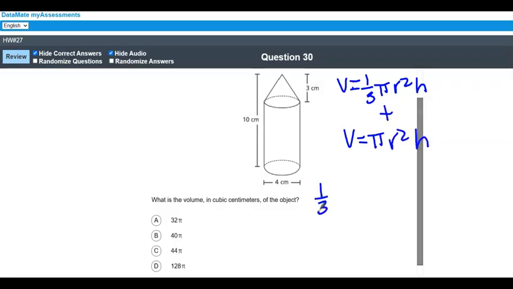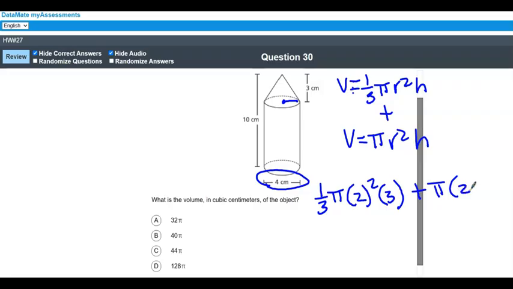So let's see, I'm going to get 1/3 times pi times r. The radius of this cone is half of the bottom, that's 2, and the height of the cone is 3. And then I'm going to add to that pi times the radius of the cylinder, which again is 2, times the height of the cylinder, which is not 10 because I have 3, so the height is 7.